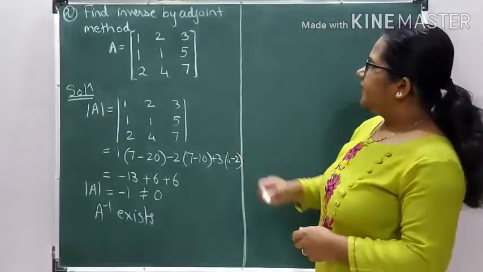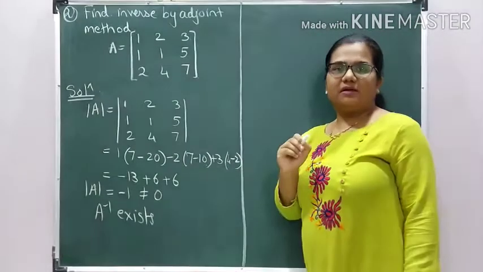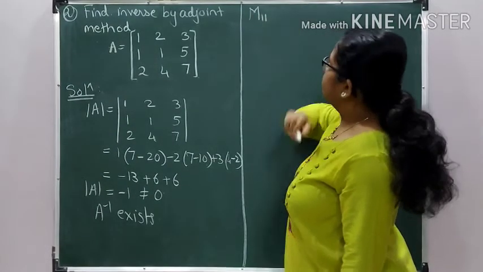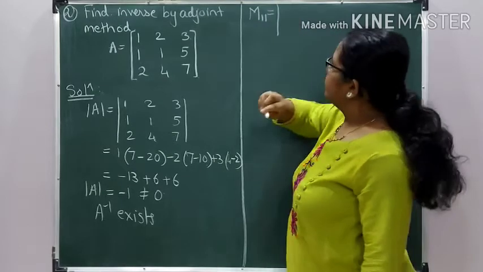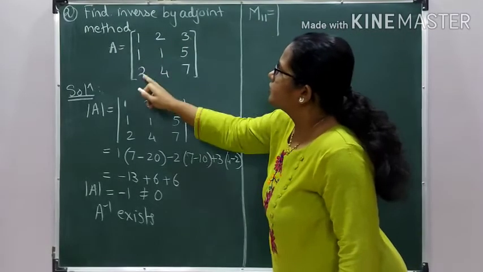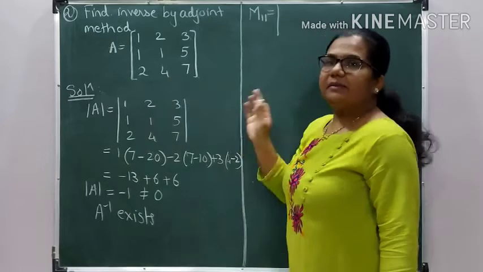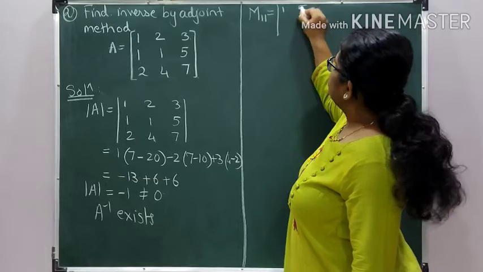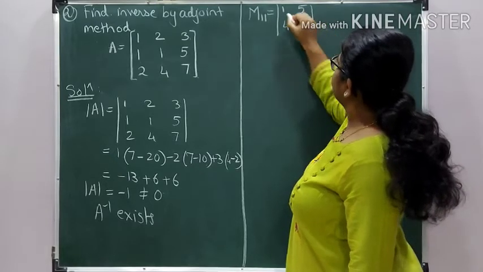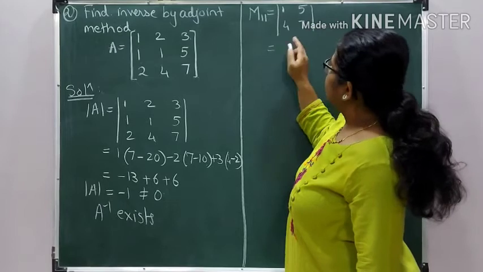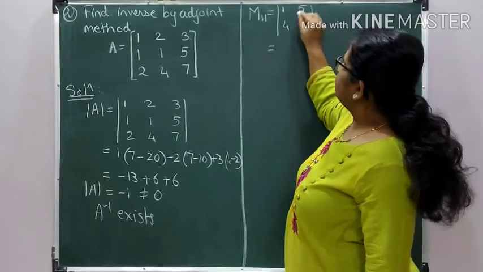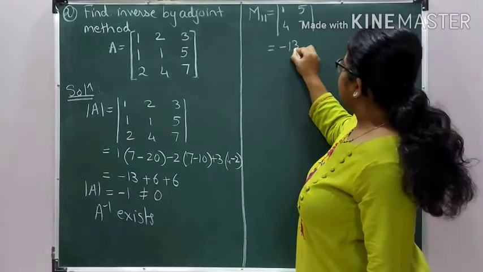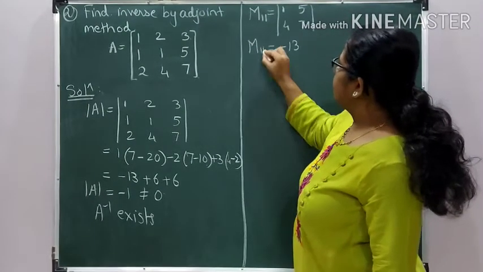Now if you see here, there are 9 elements, so you will have 9 minors and 9 cofactors. Now how do we find them? Let us start with the first minor, M11. When you eliminate the first row and first column, what are the remaining elements? The remaining 4 elements you write in an order 2 matrix: 1, 5, 4, 7. So what is the value of this? 7 into 7, and 5 4s are 20. 7 minus 20 is minus 13. So your first minor is minus 13.